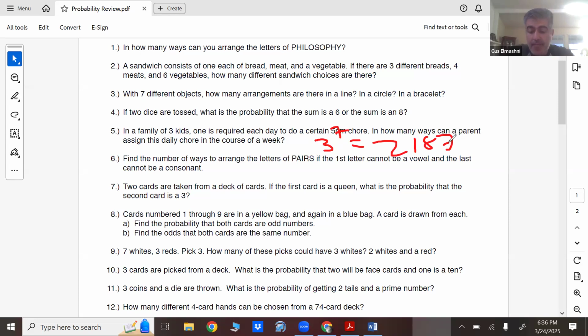I mean, it could be that you just pick the same kid all 7 days, that could happen. But you have three choices every day, and you multiply by seven. So it's the multiplication counting principle. Like there's seven slots, three choices for each slot.